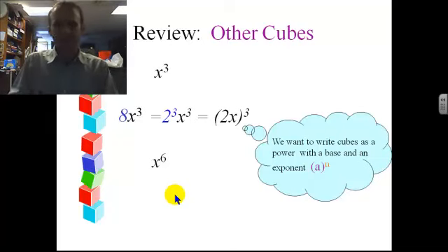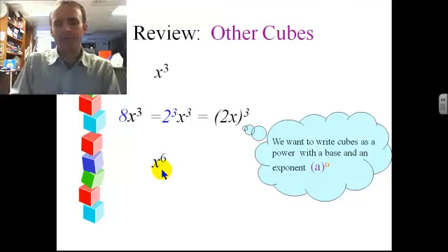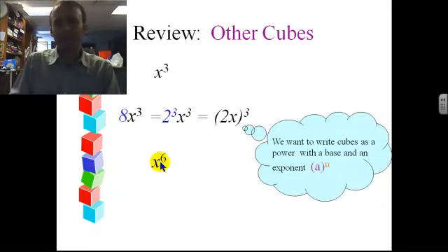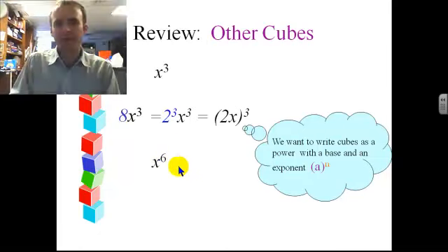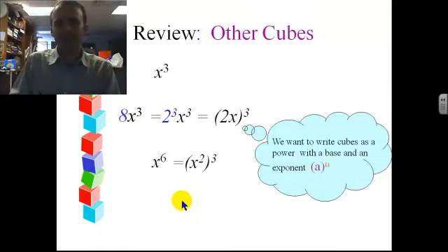X to the 6. Now again, this might not look like a perfect cube, but can we rewrite this as something cubed? And the answer is yes. We can rewrite this as x squared, and remember, if we have a power on the outside of a power, we multiply these. So since I can factor 3 out of this, this is a perfect cube as well.